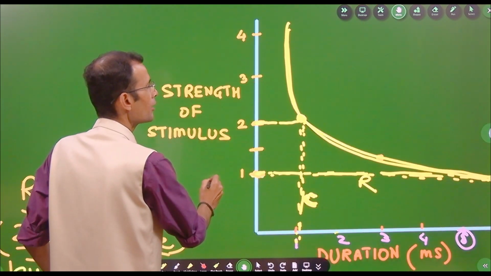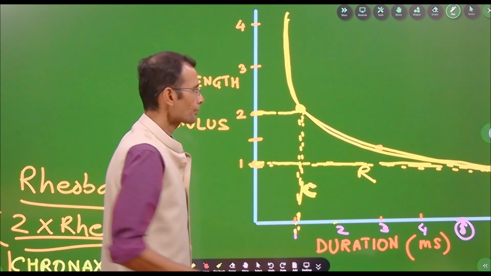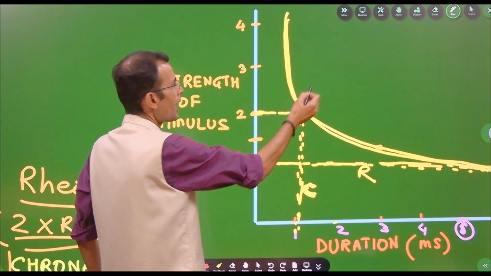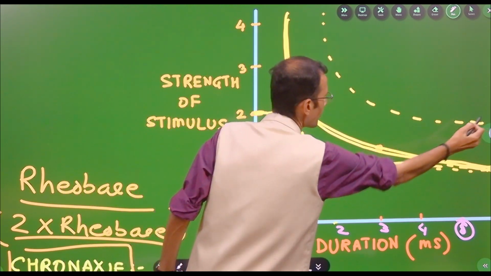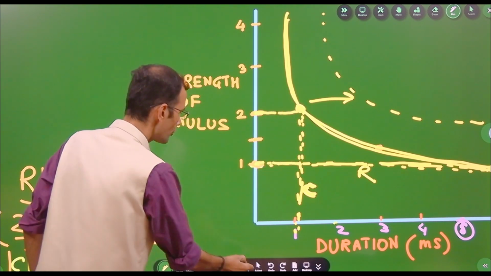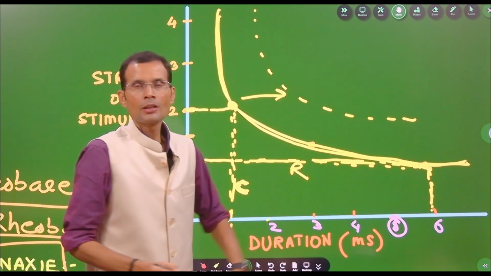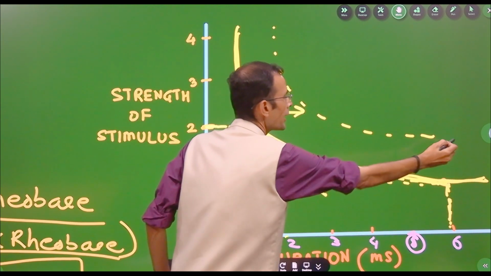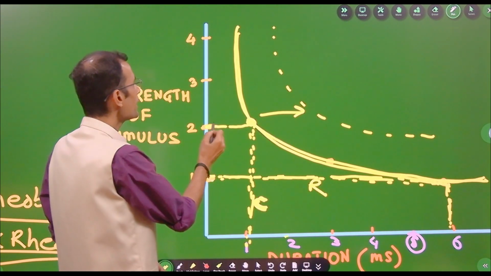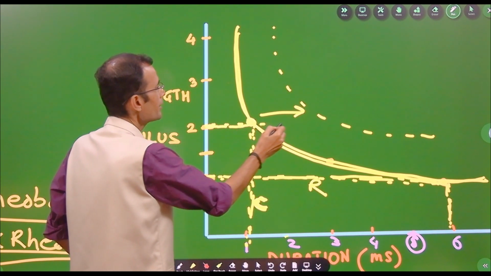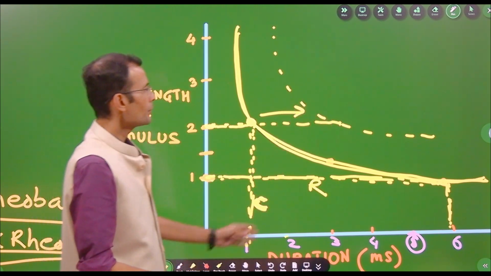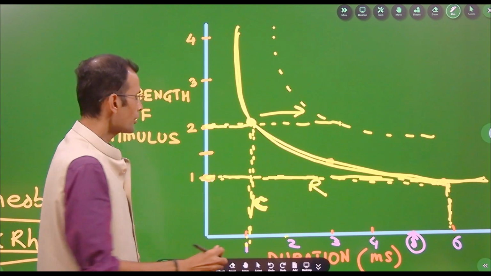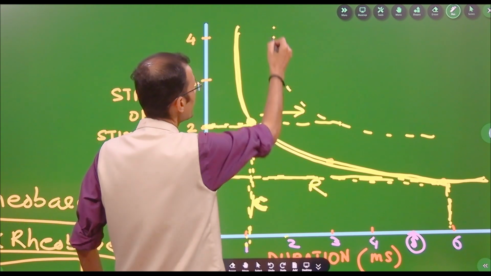Adding one more point here in the graph, and that is shift to left or right. If the graph shifts to the right, does that happen ever? The graph has gone like this, shifted to the right. Yes, that means you can see here, if the graph has shifted to the right, that means chronaxie has increased. Instead of 1 millisecond, now it is 3 milliseconds. So it is taking more time to excite. You can see here, shifted to the right.